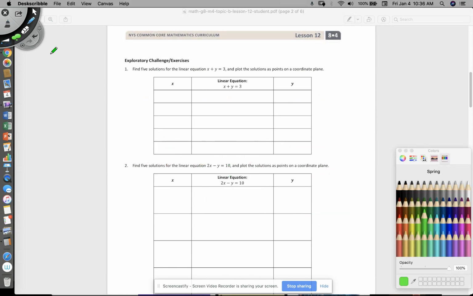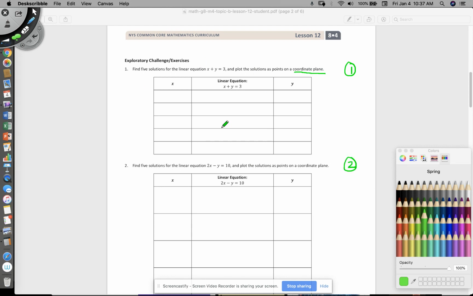Clear this out. Now it says list 5 solutions for this linear equation and then plot them on a graph. So I'm going to let you plot your own graphs today because I did that in the previous lesson. And if you notice, they didn't give us graph paper on this worksheet. So you're going to want to get a piece of graph paper for these. And on your graph paper, you're going to want to number them, number 1, number 2, so I can find your graphs that go to which table.